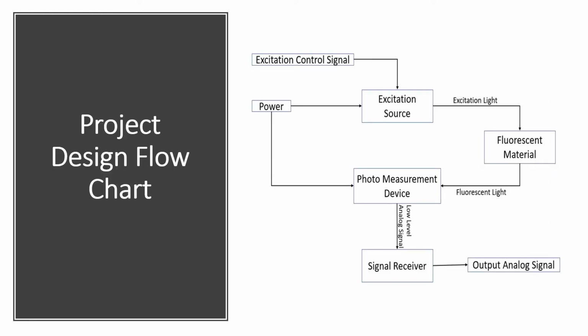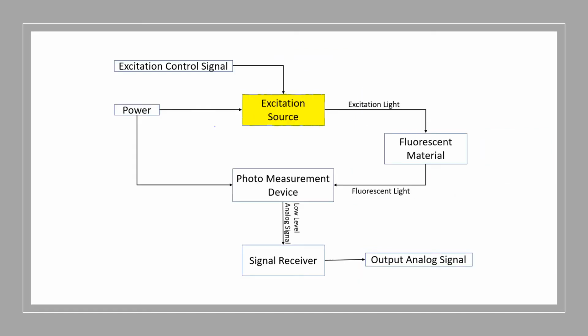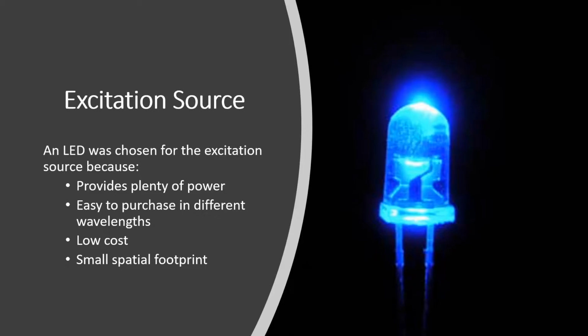So, what I have laid out in front of you now is the project design flowchart. It shows each component of our project and how they interact with each other. I'm going to use it to go through each component and explain our design choices to you. And we're going to start at the excitation source. The excitation source is used to excite our fluorescent material so that we can bring it up to the excited state. For the excitation source of our project, an LED was chosen.